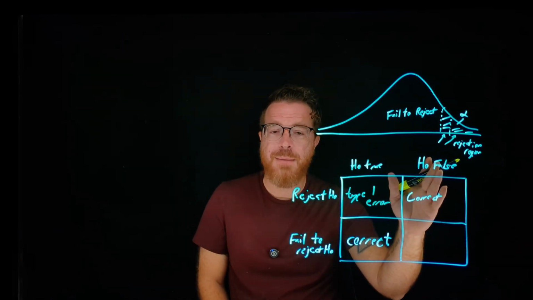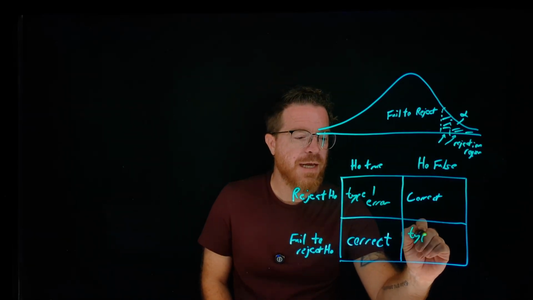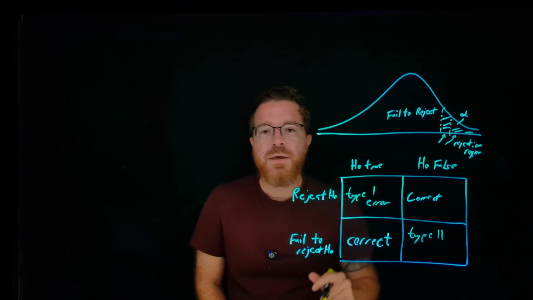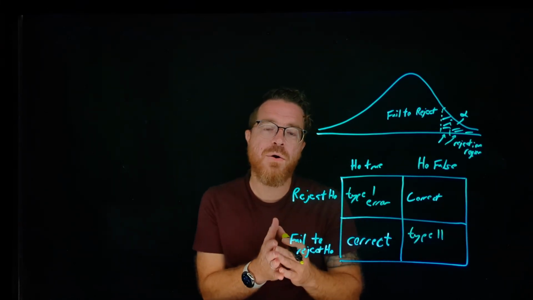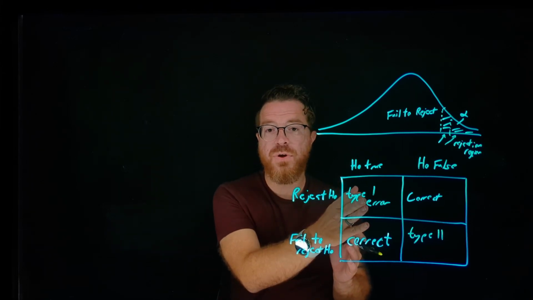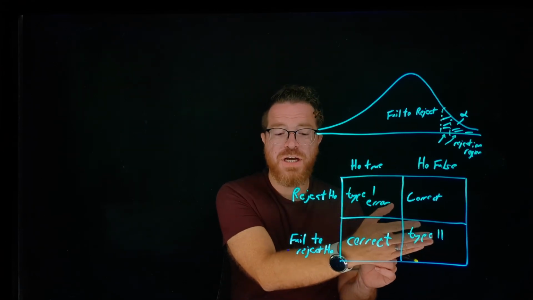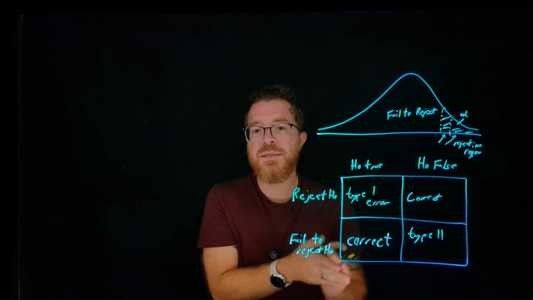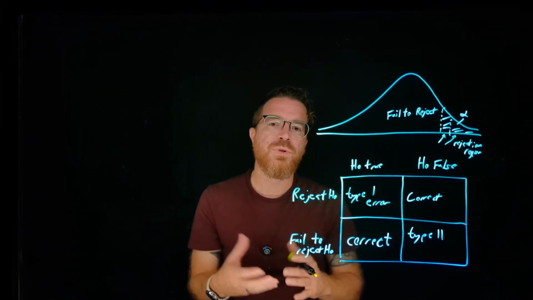If we have a false null hypothesis and we fail to reject it, this is called a type 2 error. Now, what does this actually mean? Well, it just tells us what kind of error we are making, right? If we were to reject a true null hypothesis, we've committed a type 1 error. If we fail to reject a false null hypothesis, we have a type 2 error. So let's look at what this means in some real-world examples.